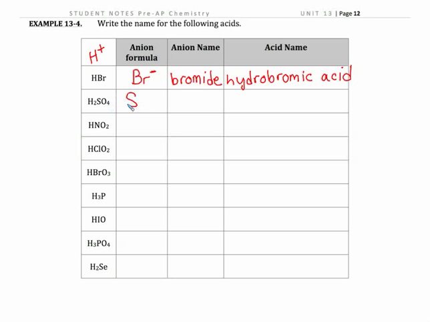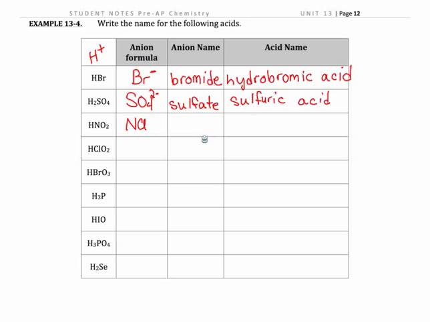H plus is the cation, SO4 2 minus is the anion. That's the sulfate anion. Ate goes to ick. Now, you might want to go sulfic, right? But that doesn't even sound right. Sulfic acid, and always give it that last name, acid. Sulfic doesn't sound right. Sulfuric acid. Okay, we add the UR and the OR back in. Do you remember that?